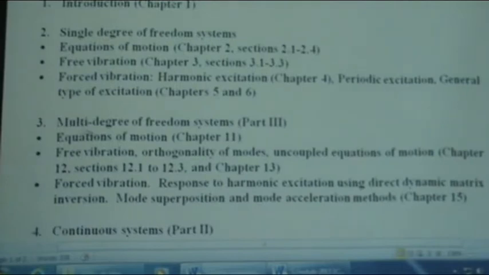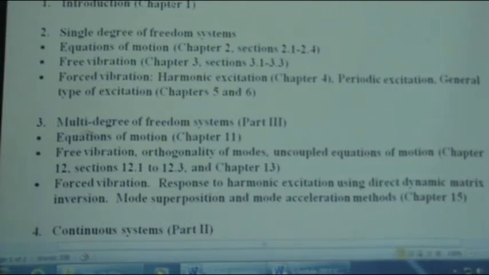So the first part, as the introduction, will talk about vibration, how to perform an analysis of a system, how to model it first, and then how to create some equations that govern the performance of the system, and then solve these equations to find the response.